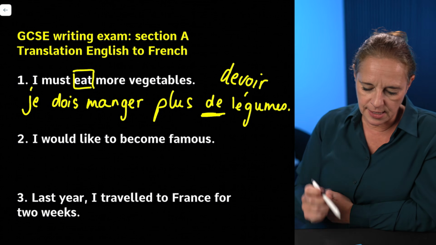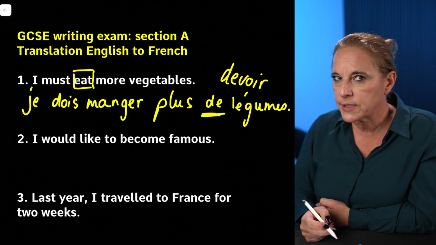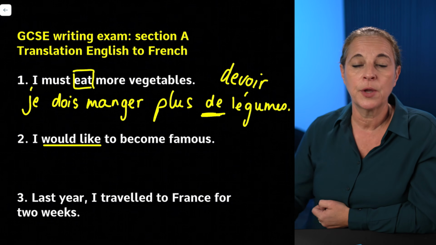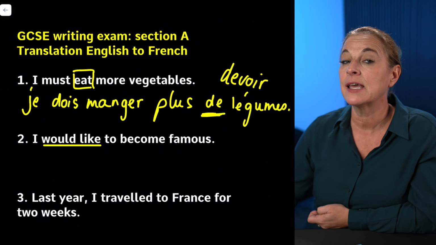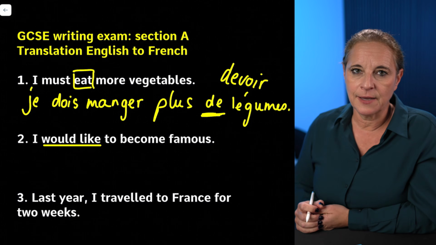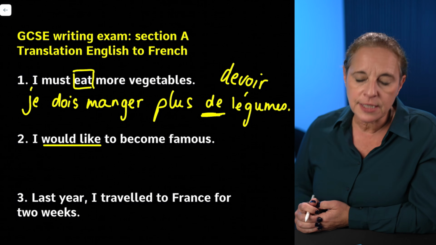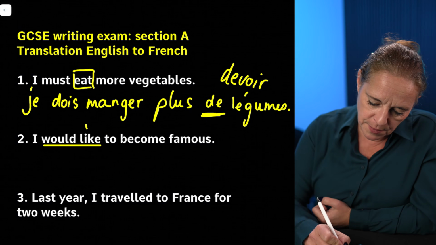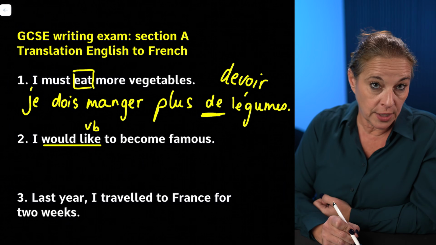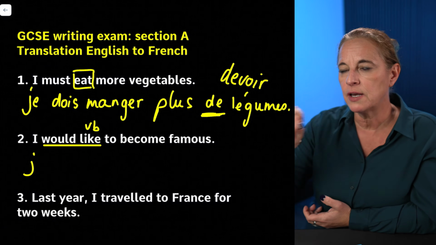Let's have a look at the second sentence. I would like to become famous. What tense is I would like? So we are using the modal would, which indicates that it is a conditional. Well done. Now, the difficulty here is how do you create a conditional in French? You need to identify the verb first. The verb is here, like, okay? It's aimer. We've got I, which is je, okay? But how would you say would like?